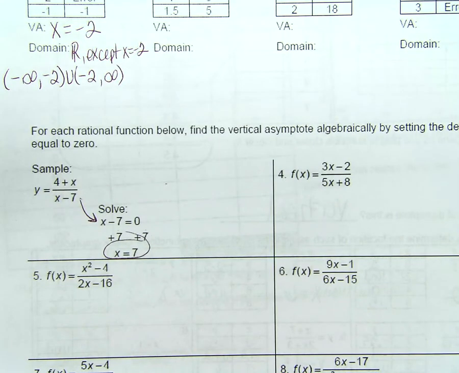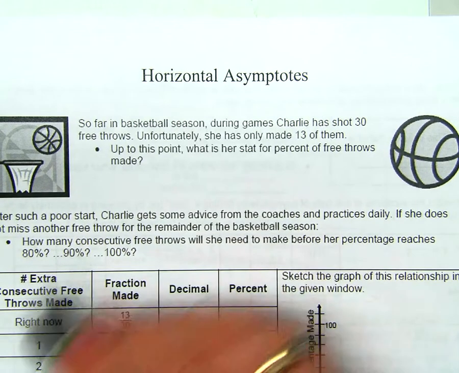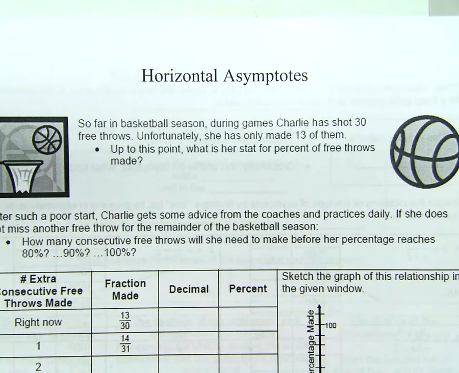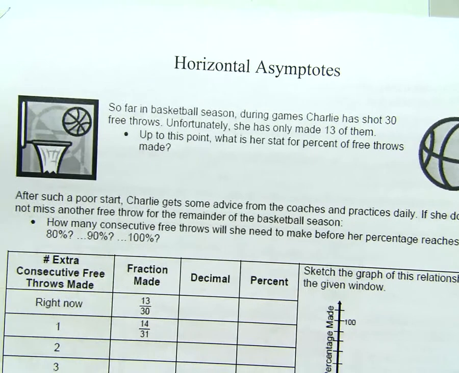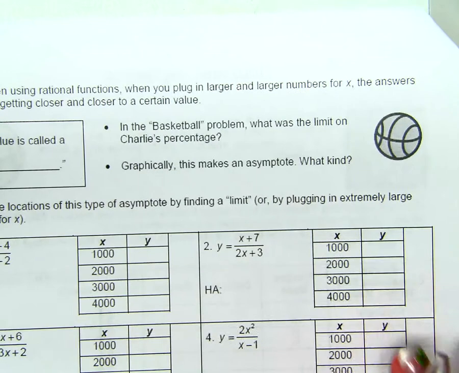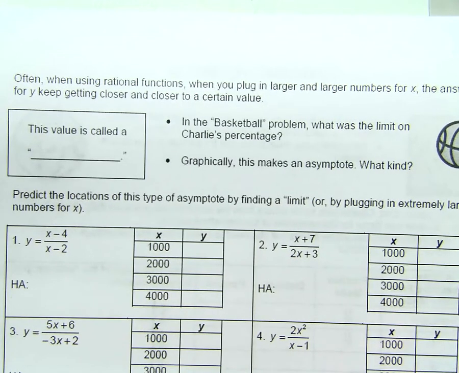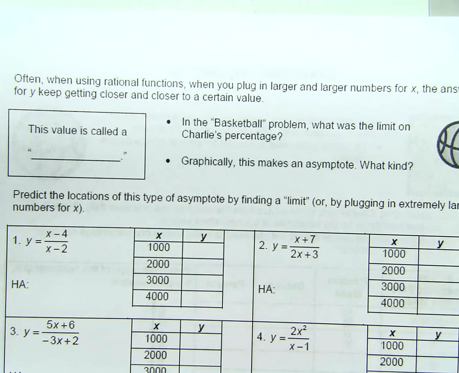Okay? So the other kind of asymptotes that we have to talk about today are horizontal. This is a fun story, but one of those that we don't have time for. So what happens is that Charlie plays basketball and she's quite bad at it. In her free throws, she's only made 13 out of 30. So she gets with her coach and says, please help me out. And coach is like, okay, let's work. And coach helps her out. And suddenly she starts making every free throw. Well, right now she's at 42%.